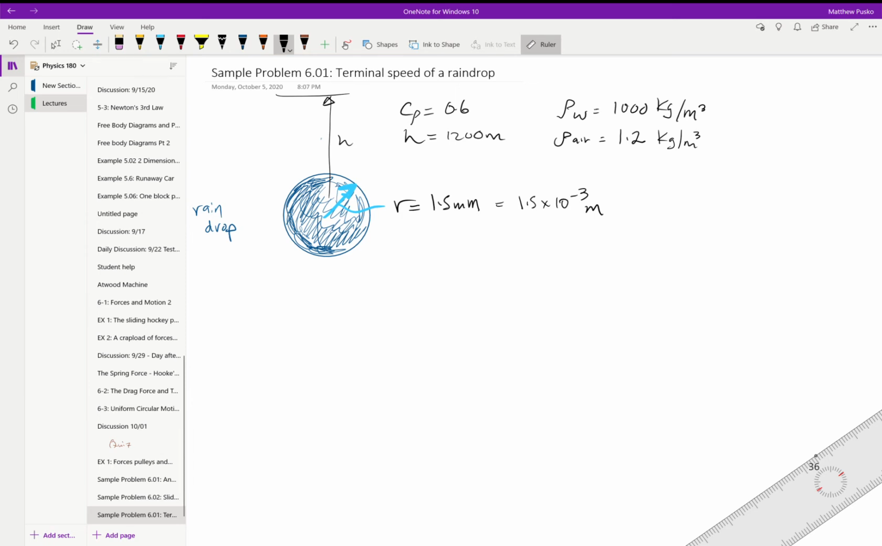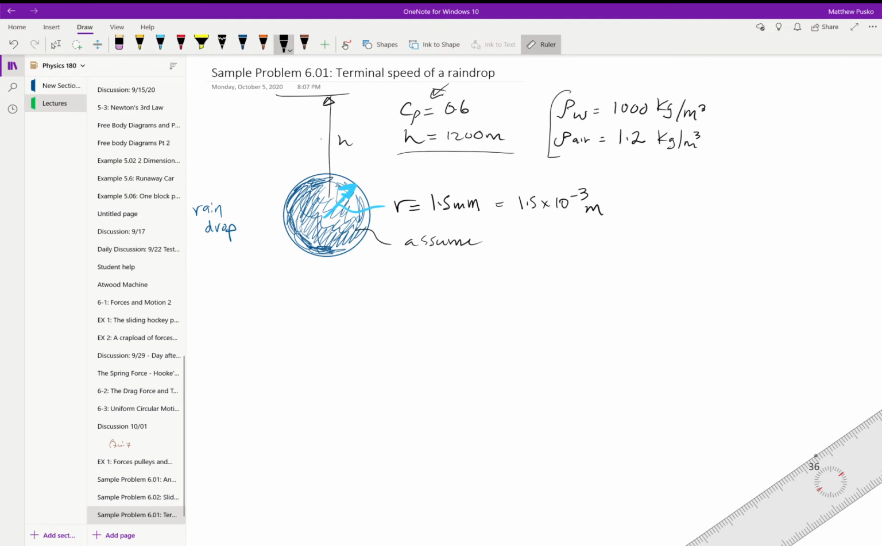All right, let's find the terminal velocity of a raindrop. They say the raindrop is 1,200 meters up in the sky inside a cloud when it starts falling. They give us the drag coefficient right here, 0.6. And then we're going to need the density of water and the density of air, and you'll see why. They give us the radius, and they tell us to assume it is spherical.